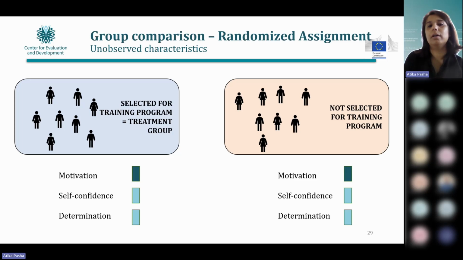What one can also be a little confident about, through the law of large numbers, is that the unobservable characteristics between these two groups are also similar. So they are similarly motivated, they have a similar amount of self-confidence, and a similar amount of determination to succeed at the end of the program. And this basically is how you've created a counterfactual group that is comparable to your treatment group, or the youths that have been selected into the program.